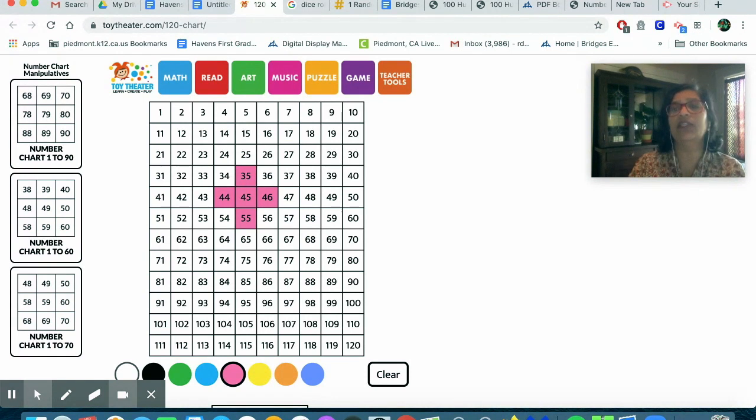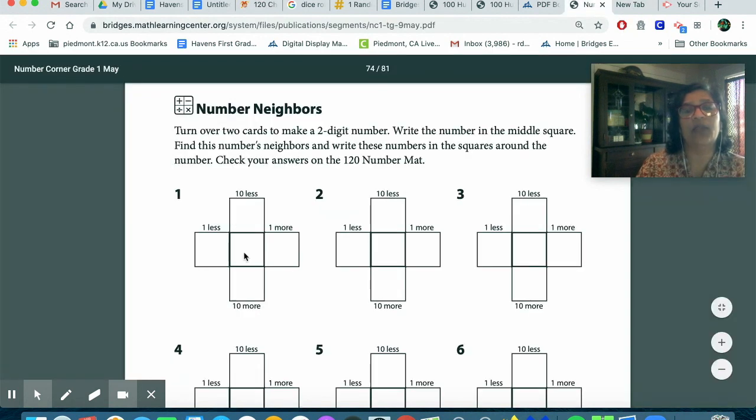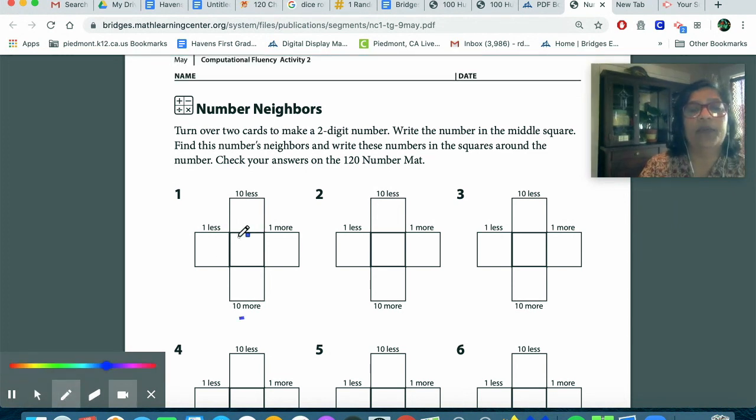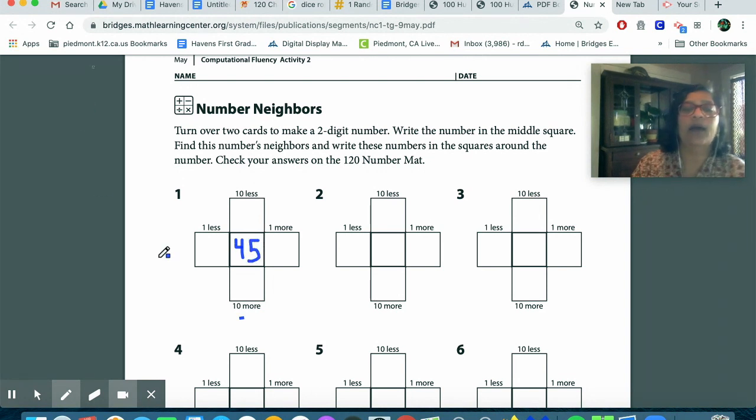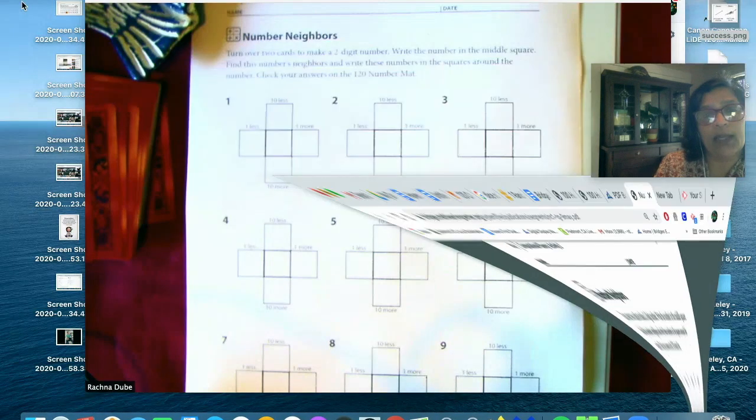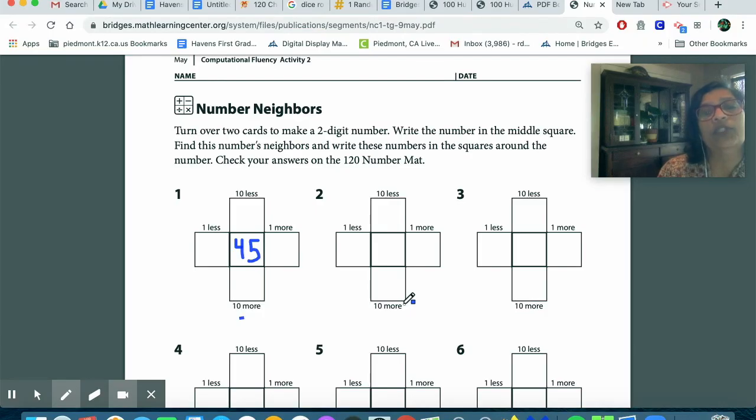Think of this grid as being very similar to this grid. The number in the center right here is the number you would know. So if I told you the number I have in the middle is 45, can you think, when we add up and down by tens, what numbers are above 45 and below 45? And also when we count one less or one more, can you figure out what those numbers are? So let's see if we can do this. Turn over two cards to make a two-digit number. Write the number in the middle square. Find this number's neighbors and write these numbers in the squares around the number. Check your answer on the 120 number mat.